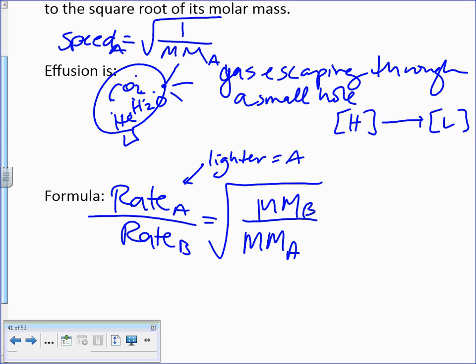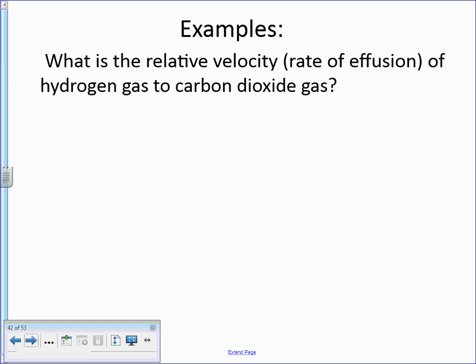First one, because you understand things that are in multiples versus in fractions. Okay, so let's go ahead and do a problem with these. Tell me the relative rate of diffusion, or relative velocity, which is talking about speed, of hydrogen versus carbon dioxide. So we know our general equation, which is what?